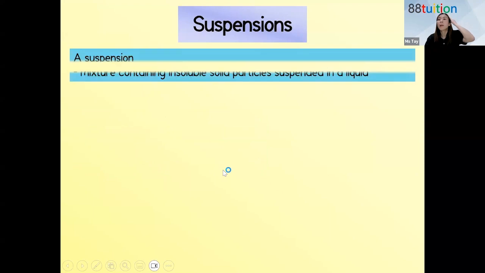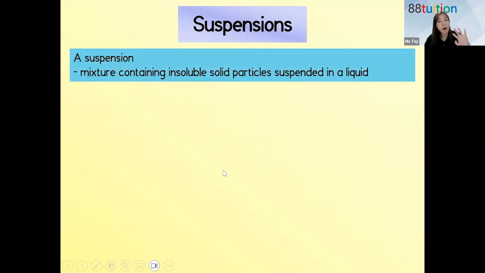Now, suspension. Suspension is the opposite of solution. A mixture that contains insoluble solid particles suspended in a liquid.